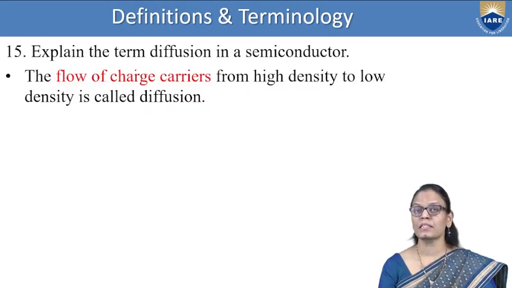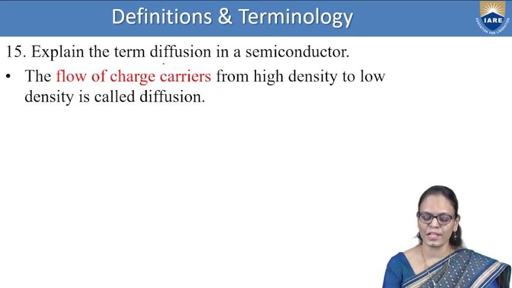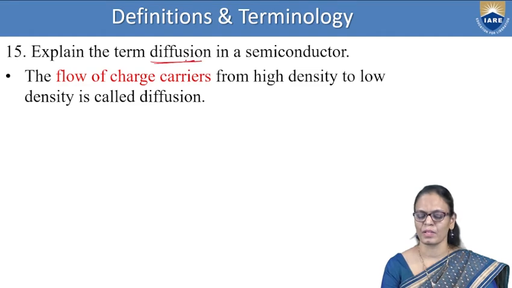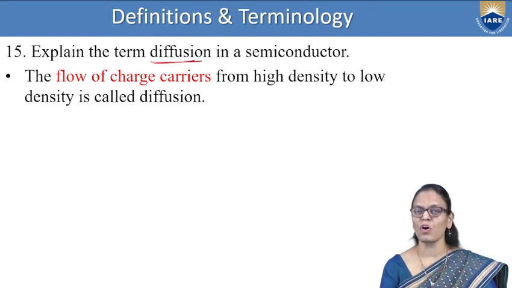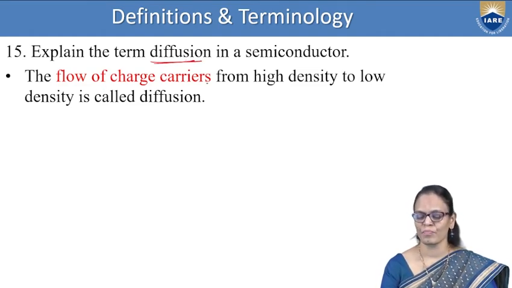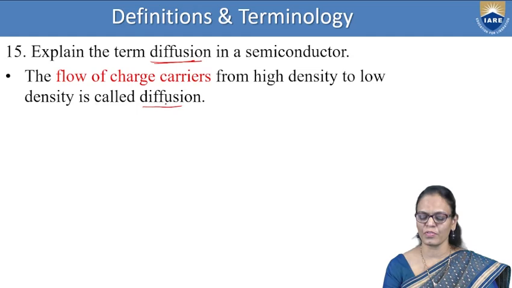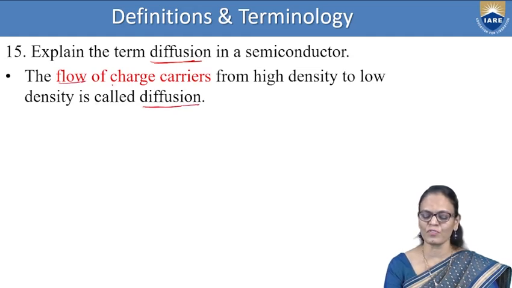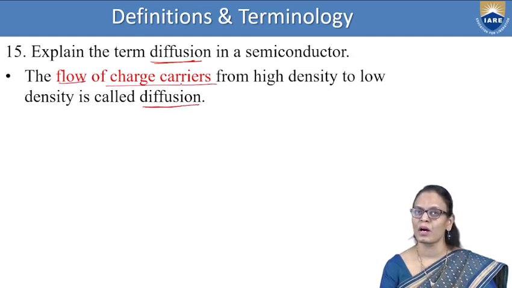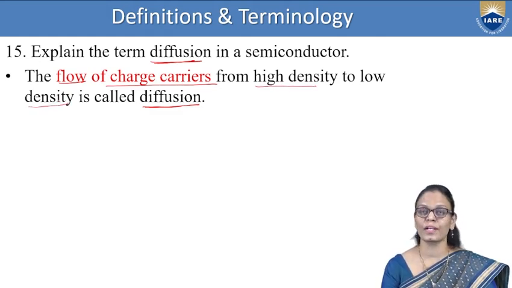Next, explain the term diffusion in a semiconductor. What is diffusion? The flow of charge carriers from higher density to lower density is called diffusion. Diffusion means it is the flow of charge carriers. How do the charge carriers flow? Always from higher density to lower density.